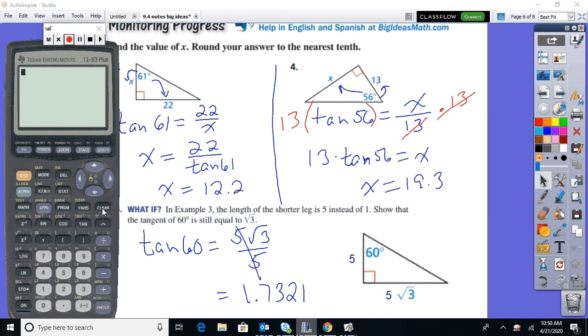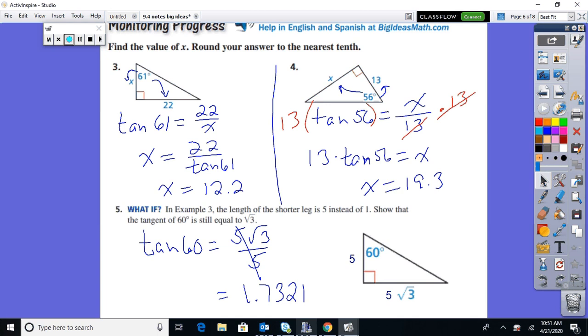So when you're at this stage of 13 tan 56, you can just put that all in at once. 13 tan 56. And you can arrive at 19.3 that way. Round to the nearest tenth. So keep that in mind. Little step saver there. So there's a perfect example.